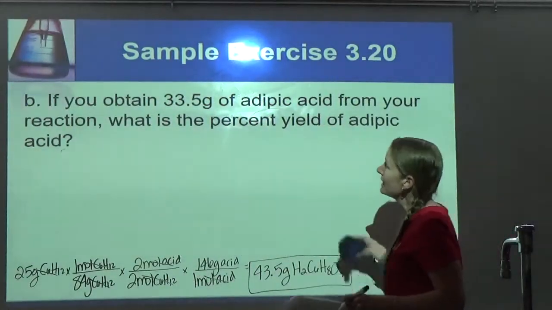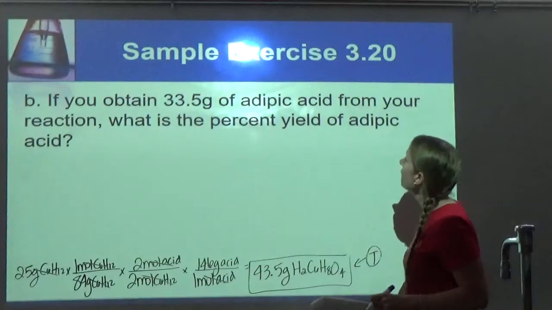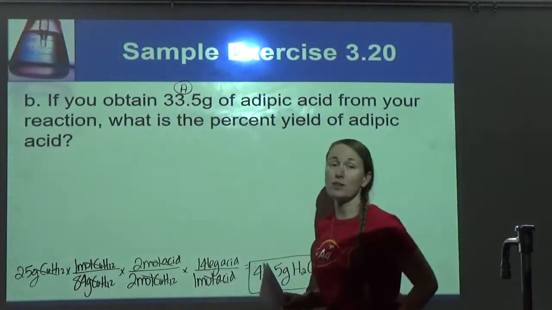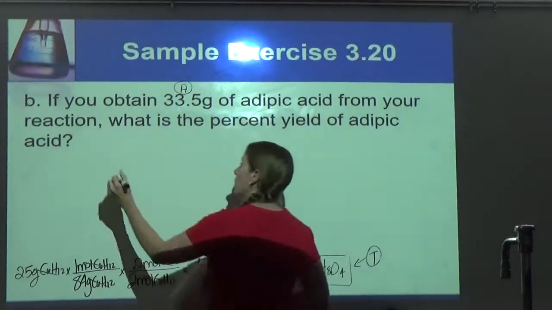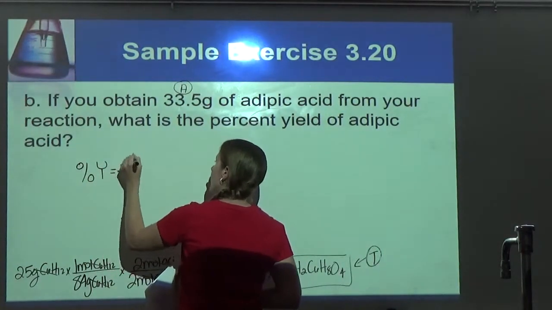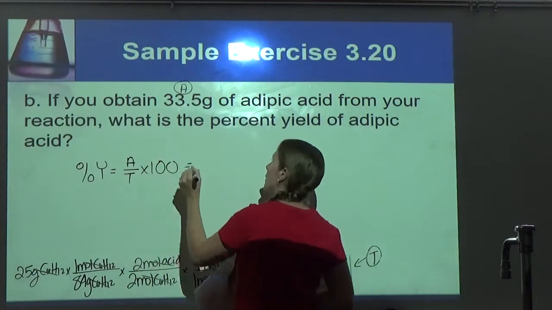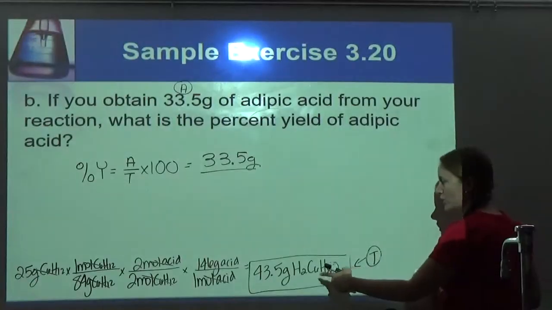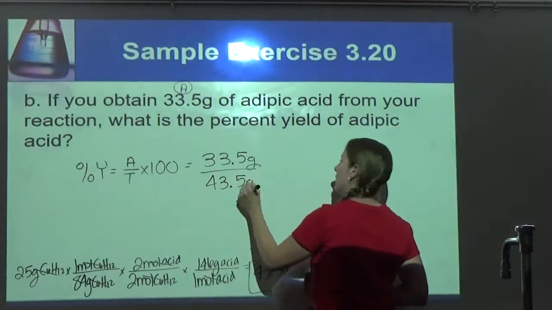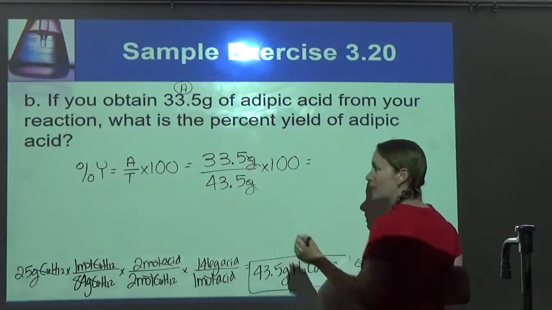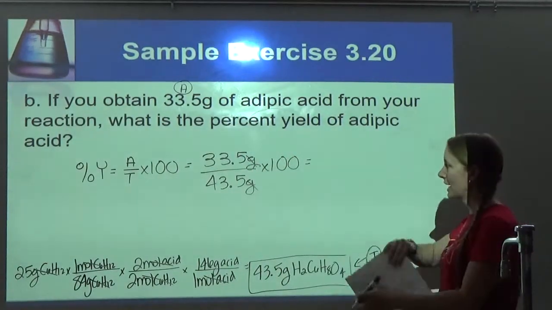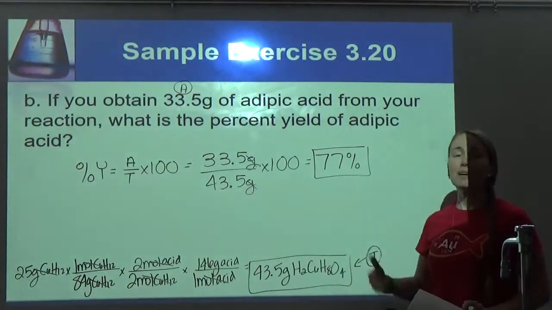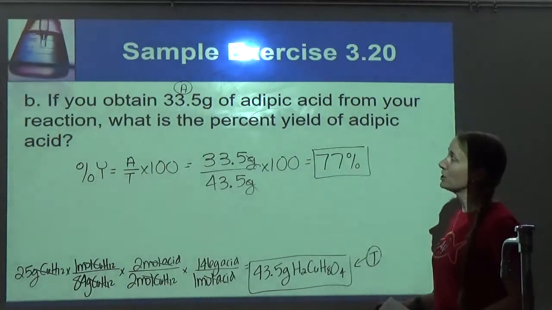So then part B says, if you obtain 33.5 grams of adipic acid from your reaction, so see, they're saying if this happened in the lab, so that's my actual, what is the percent yield? Well, remember, percent yield is just actual over theoretical times 100. So I just plug in. So we actually made 33.5 grams. We theoretically should have made 43.5 grams. And then times 100 to make it a percentage. Grams cancel. So once I divide and multiply by 100, I should get about 77%. Okay, so we had about a 77% yield. We didn't quite make what we should have.